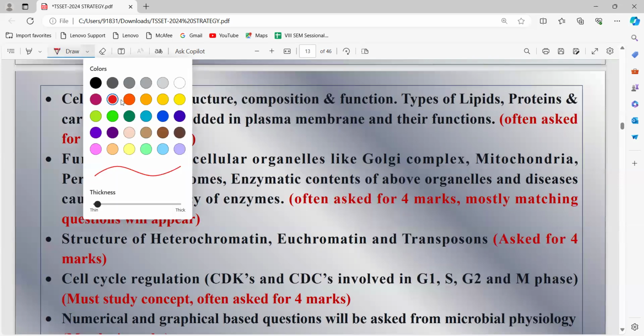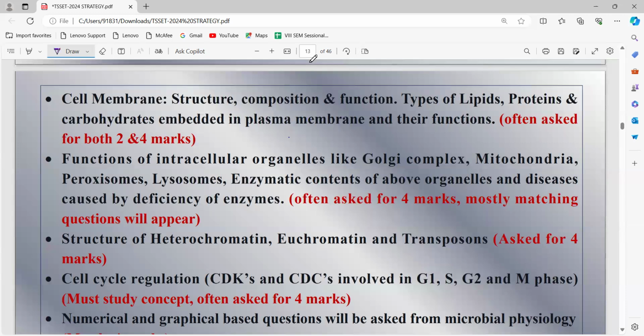What kind of questions can we expect here? If you look into your 2023 question paper, as I told you multiple times before in the batch also, most of the students just read the structure and functions of all the cell organelles. 90% of the students neglect the enzymes present in the cell organelles. Most important, friends, are the diseases associated with the deficiency of those enzymes.